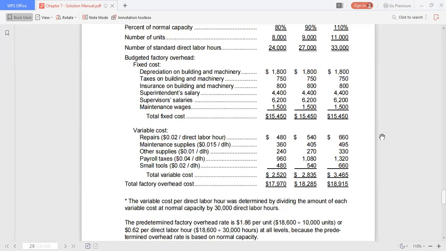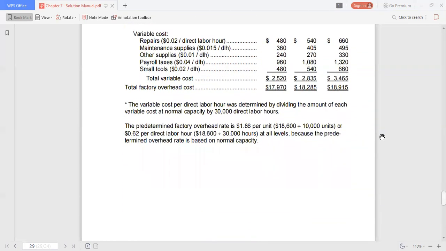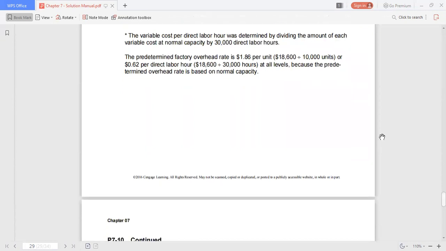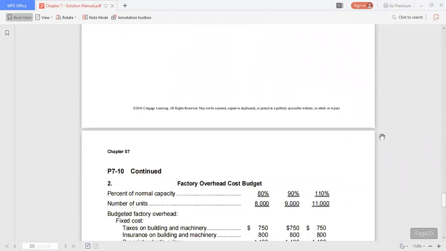The predetermined factory overhead rate is 1.86 per unit, that's 18,600 divided by 10,000 units, or 0.62 based on the number of direct labor hours at all levels, because the predetermined overhead rate is based on normal capacity. Normal capacity was already given.